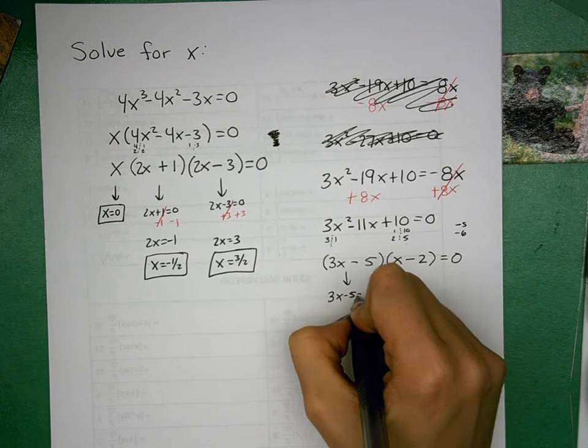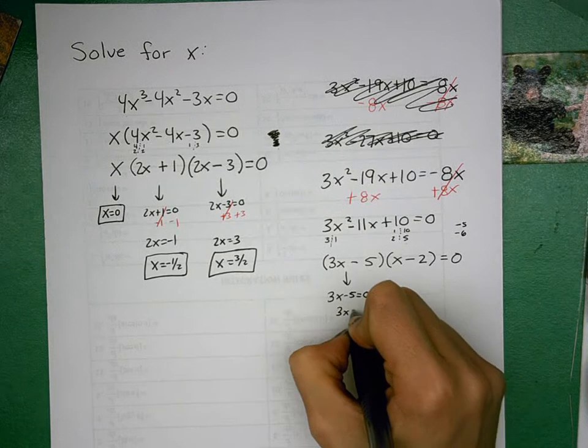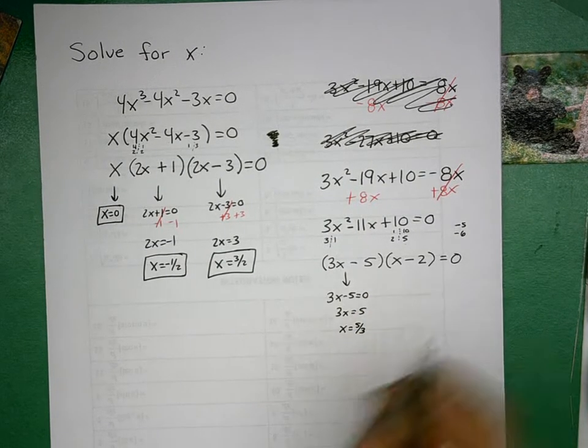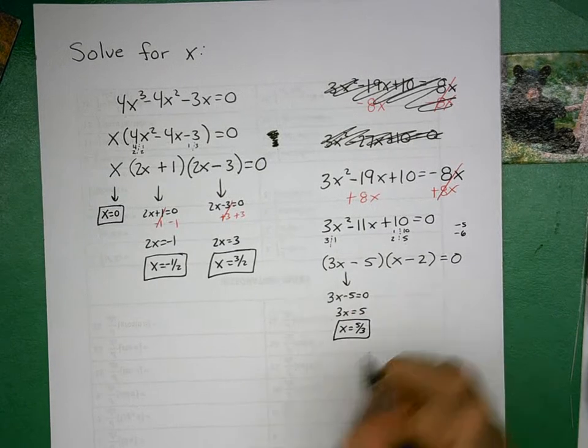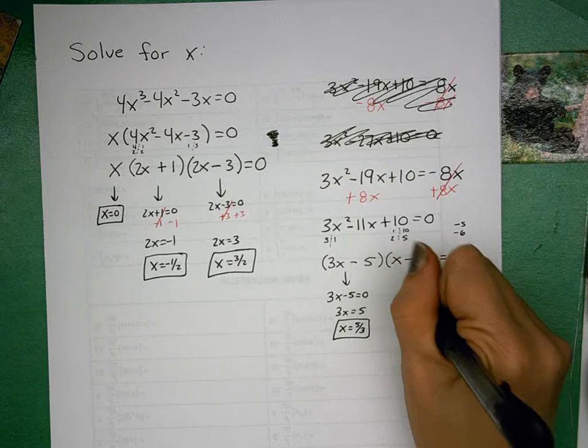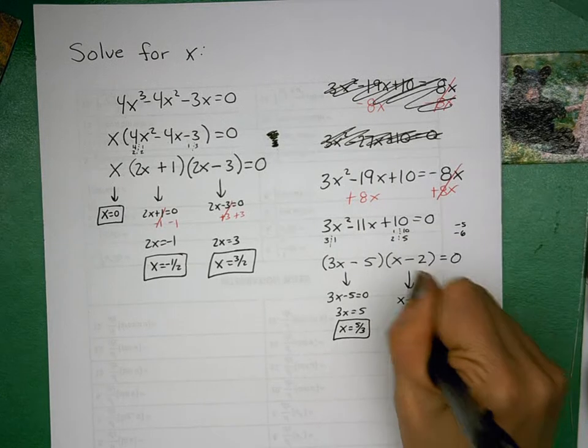Okay, so this first term, where does this equal 0? Well, if I add that 5 over and divide by 3, we get x equals 5/3. Okay. And then the second term, if I add the 2 over, I get x equals 2.